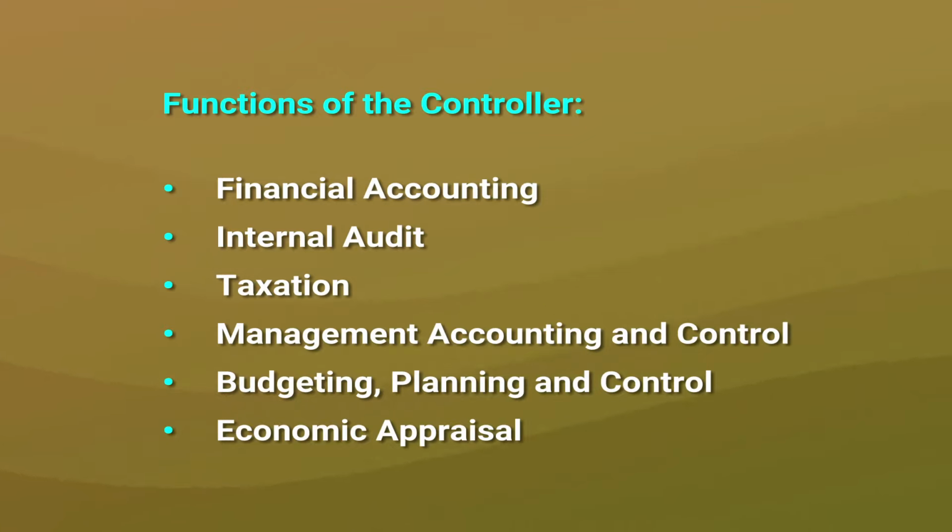Is this clear? Now, we will take a look at the functions of the controller. The controller performs the following functions. First one, financial accounting. Second one, internal audit. Third one, taxation. Fourth one, management accounting and control. The fifth one is budgeting, planning and control. The sixth one is economic appraisal.